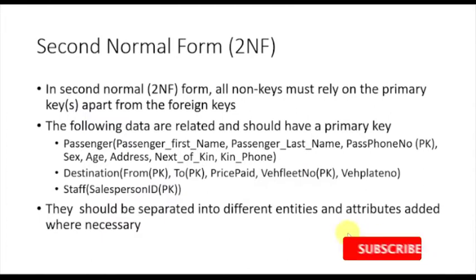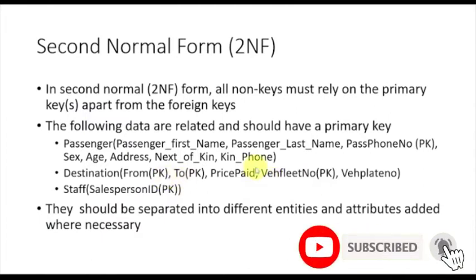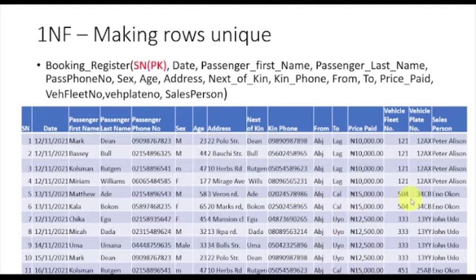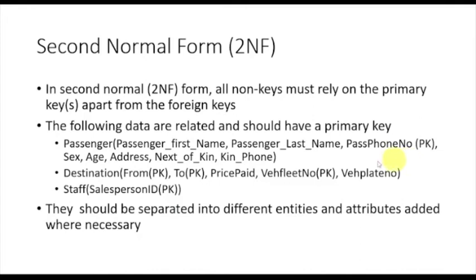From, to: you can also see here that Abuja to Lagos is handled by 121, while Abuja to Calabar is handled by 504. Abuja to Calabar can also be handled by 451 and 25, which means we have about 2 vehicles going to Calabar. All right, that creates our fleet number. Then we have the staff. The staff is on his own. He doesn't belong to the destination or to the passenger, so we give him his own table. They should be separated into different entities and the attributes added where necessary.